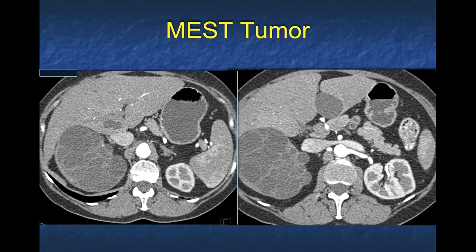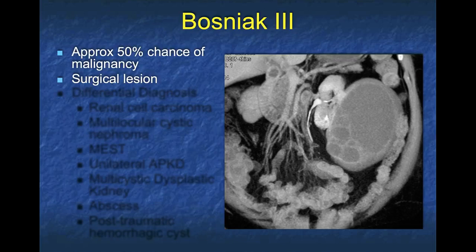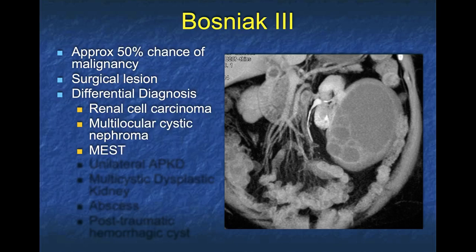And the answer was a MEST, M-E-S-T tumor. Now you say, what is a MEST tumor? So let me just tell you a little bit. If you put this lesion in the Bosniak category, this would be a 3, which you have to worry about malignancy. And the fact is, with a Bosniak 3, it's more than a 50% chance of malignancy. And it also means it's coming out.